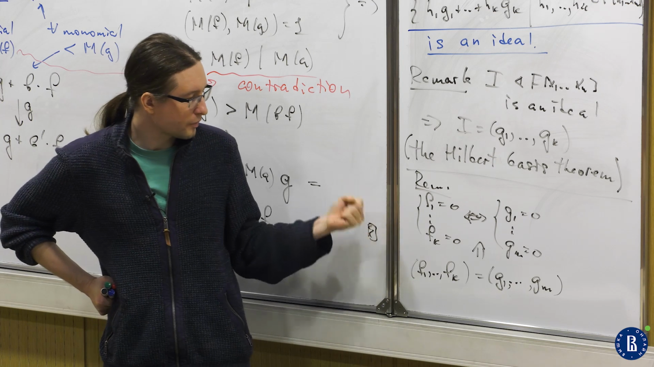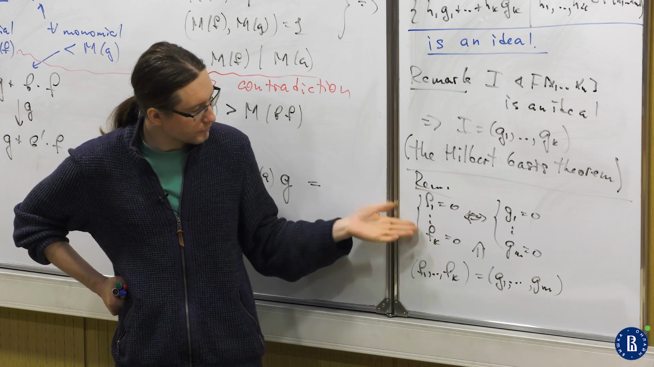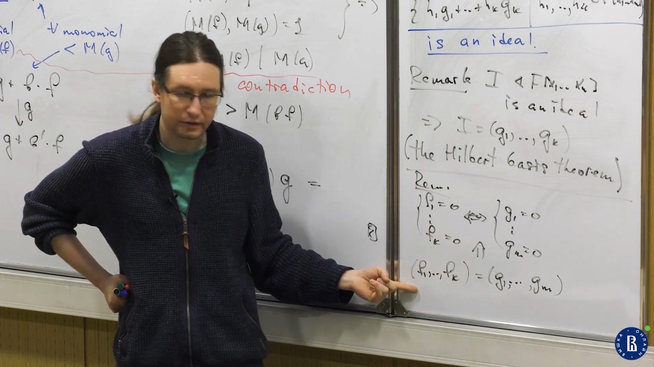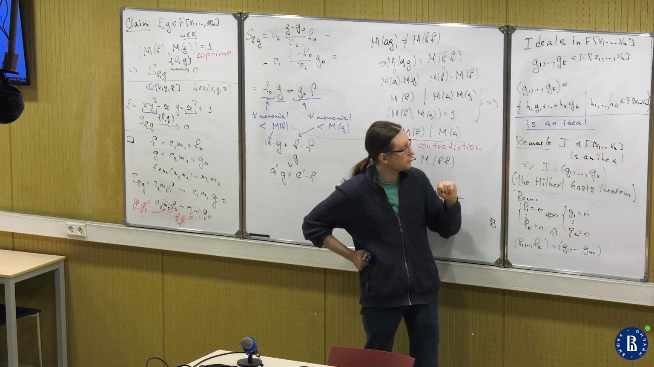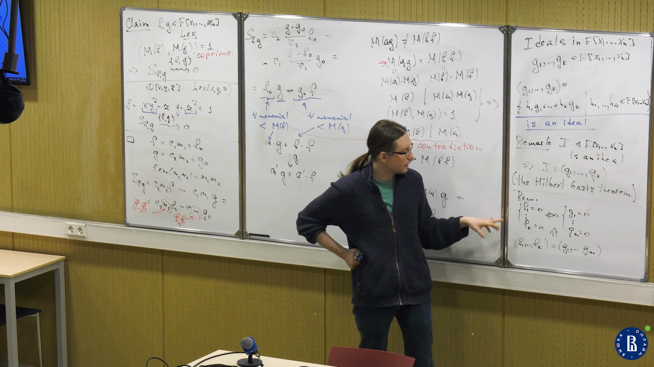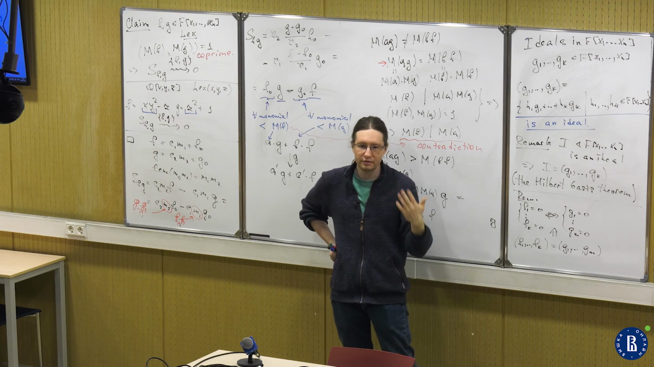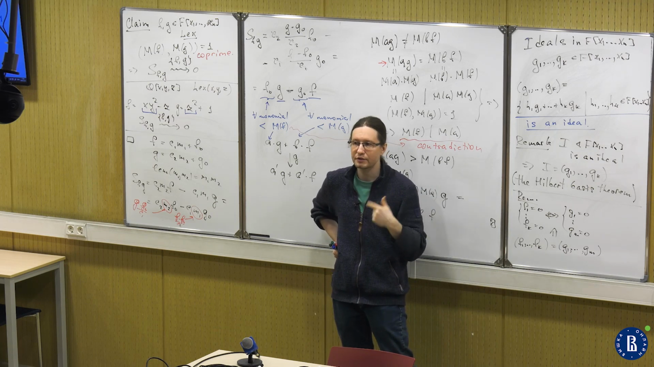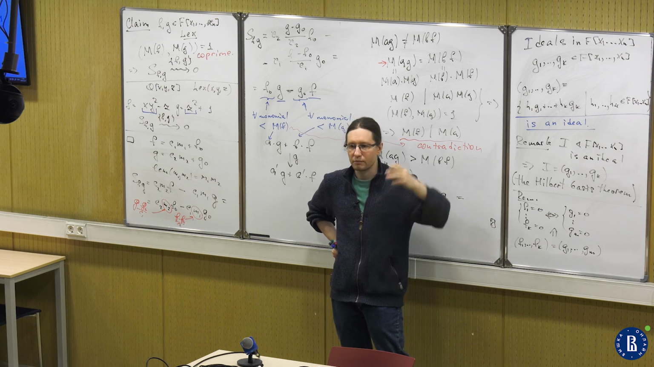OK, so now, if you want to deal with an ideal effectively, well, let me reformulate it in a different way. If you have a polynomial ring in one variable, we know the description of all ideals. Every ideal is generated just by one polynomial. Who remembers this?